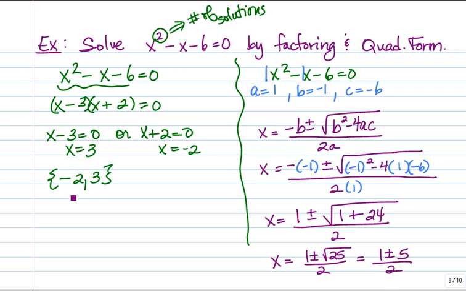And you might say, well, that's not -2 and 3, but it is, right? This means 1 plus 5 over 2, or 1 minus 5 over 2. 1 plus 5 is 6 over 2, which is 3. 1 minus 5 is -4 over 2, which is -2. So it doesn't matter the method, you will get the same result in the end. Now obviously, if something factors and you see that, that's the quickest solution. Quadratic formula gets you there, you just have to go through that tediousness of the formula.